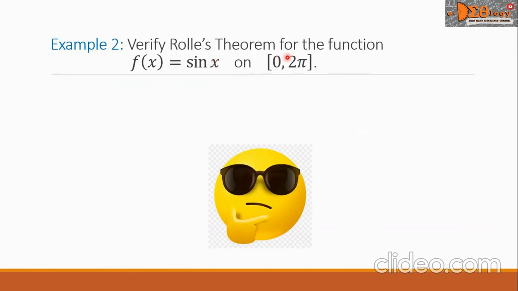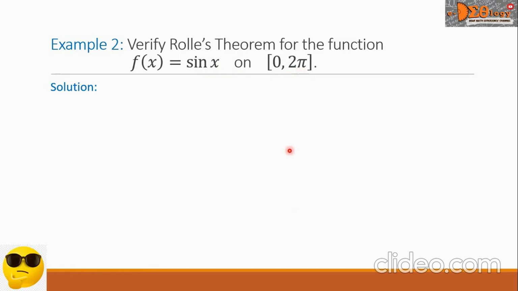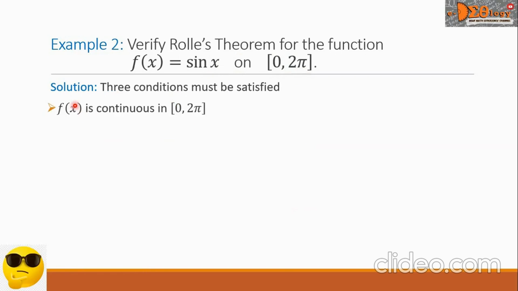Verify Rolle's theorem for the function f of x equals sine x on the closed interval from 0 to 2 pi. For our solution, let us confirm the three conditions. Condition 1, f of x is continuous in the closed interval from 0 to 2 pi. We know the graph of sine x. It is continuous in the closed interval from 0 to 2 pi.